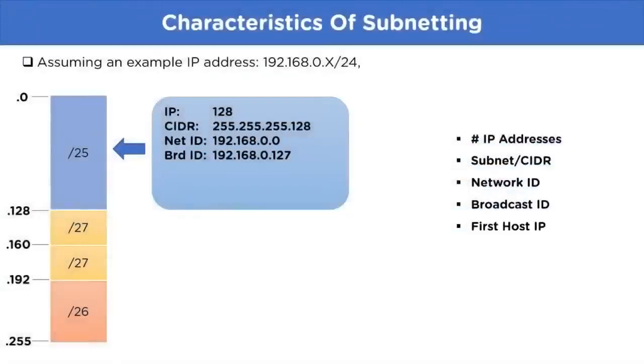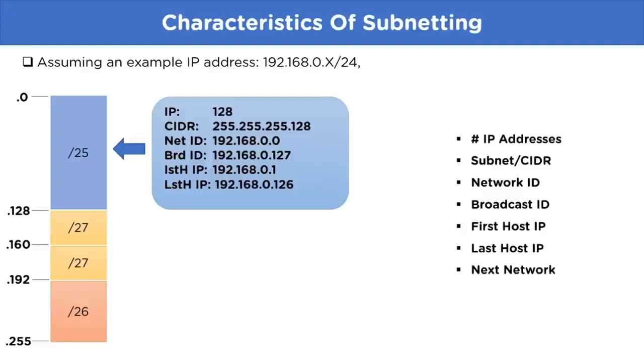Moving on, the next attribute is first host ID. That means the first ID after the network ID, which is 192.168.0.1. Then we have the last host ID, which is 192.168.0.126, just before the broadcast ID. And lastly, the next network ID, which is 192.168.0.128.